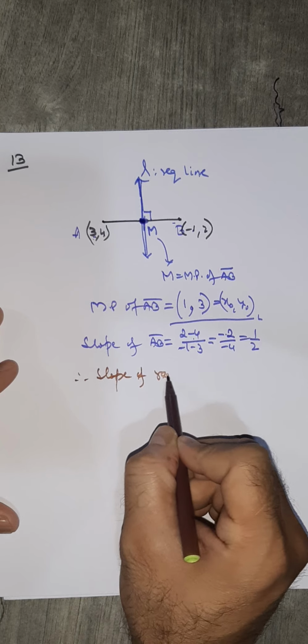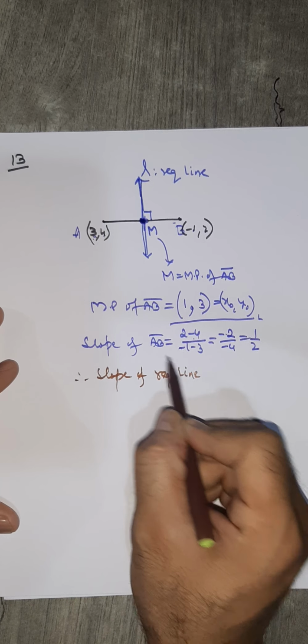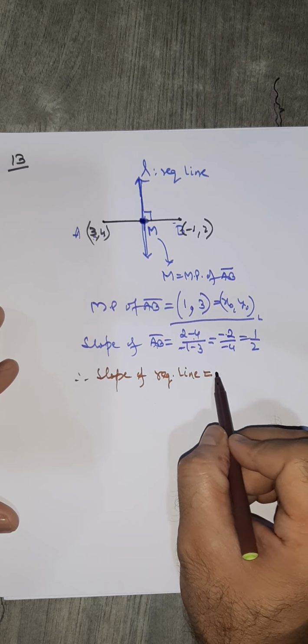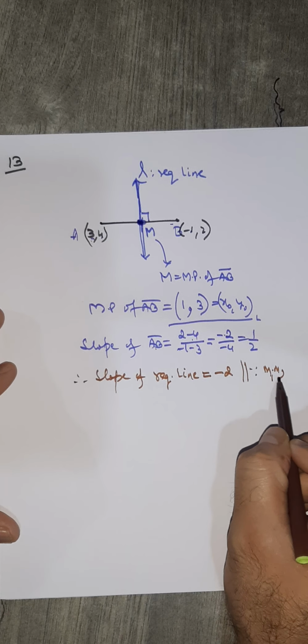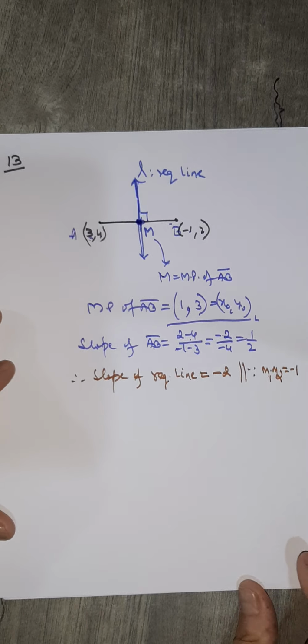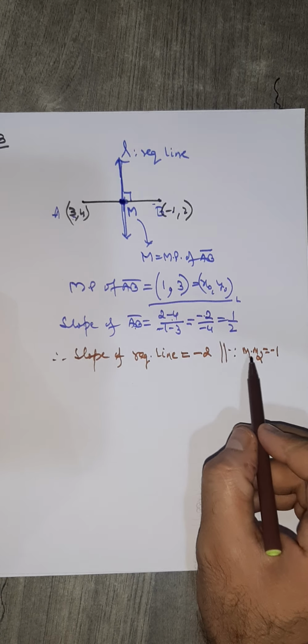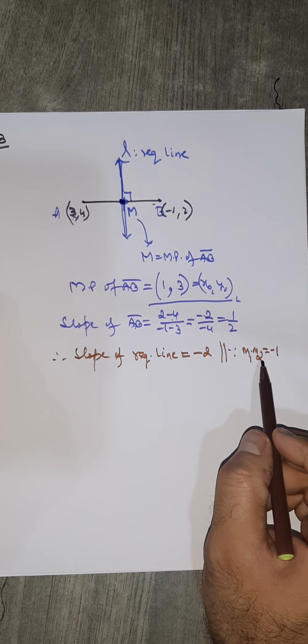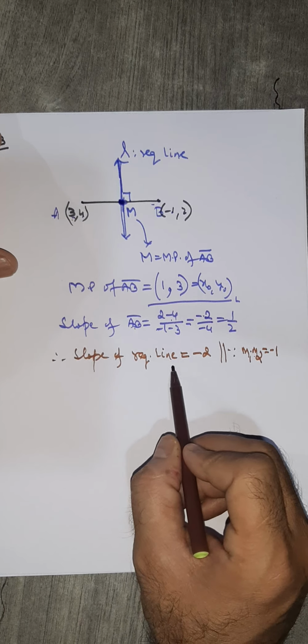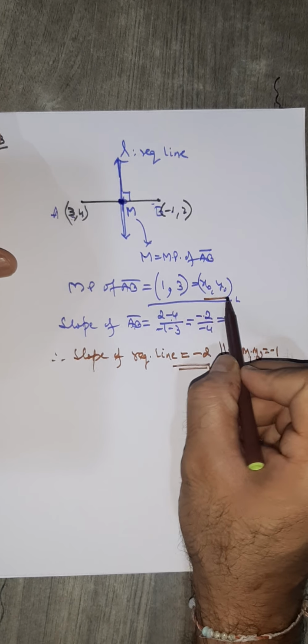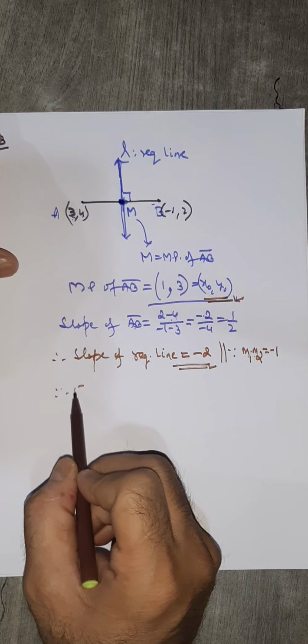Slope of the required line? It's perpendicular to the above line. So reciprocal with minus sign. Which concept have you used? m1 m2 equals -1. Parallel means m1 equals m2. Perpendicular means what? Product of the slopes should be -1. So you have a slope now. You have a point. So you can get the equation.